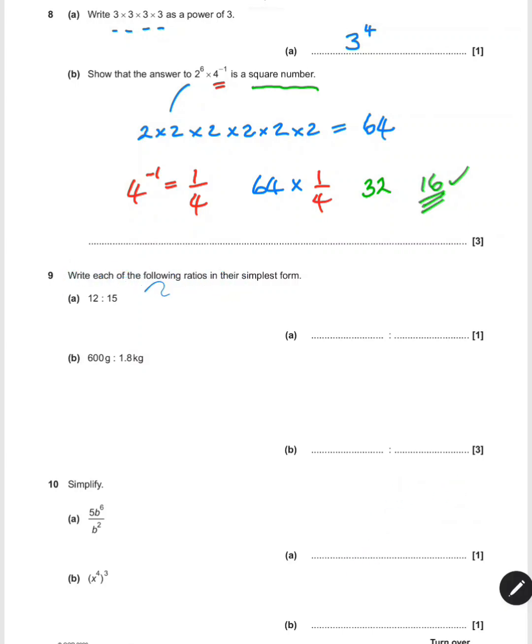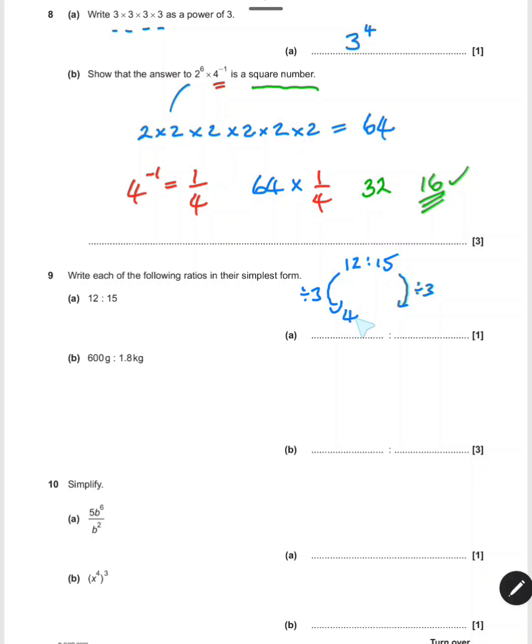Question 9. Write each of the following ratios in their simplest form. We're going to start with 12 to 15, and we're looking for a number we can divide both sides by, and then we can't divide any further. I think both of these are in the 3 times table. So let's divide both by 3.